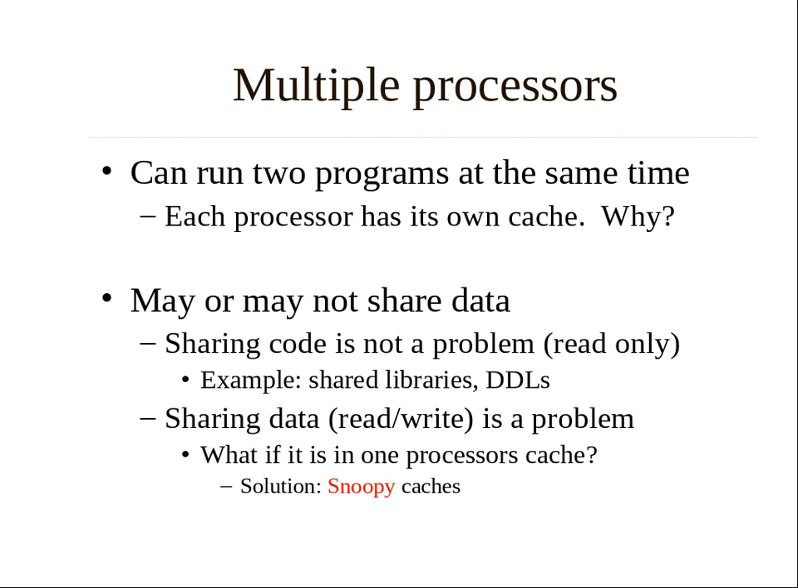Can we run 2 programs at the same time? Each processor has its own cache. Why does it have its own cache? Well, so we can run 2 processes at the same time. Problem is, are we sharing code? Well, if you're sharing code, aka DLLs, you mark it read-only, you don't really have a problem because you're not writing to each other, so that's okay. The problem happens if you're trying to write.